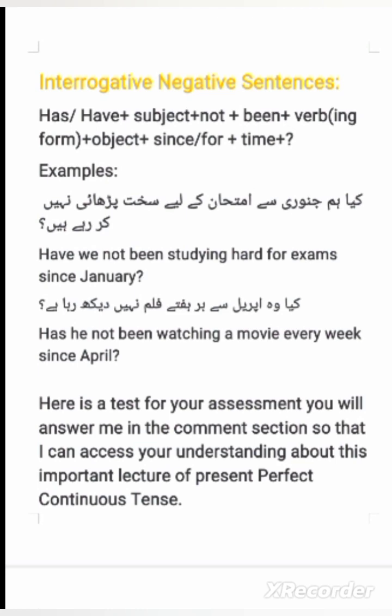क्या हम जनवरी से इम्तिहान के लिए सख्त पढ़ाई नहीं कर रहे हैं? So how will we make this sentence? Have we not been studying hard for exams since January, right? So क्या वो अप्रैल से हर हफ्ते फिल्म नहीं देख रहा है? Has he not been watching a movie every week since April? Okay, so as you can see, there is a specification of month as well as the name of the year. Okay, so that's it about the present perfect continuous tense.